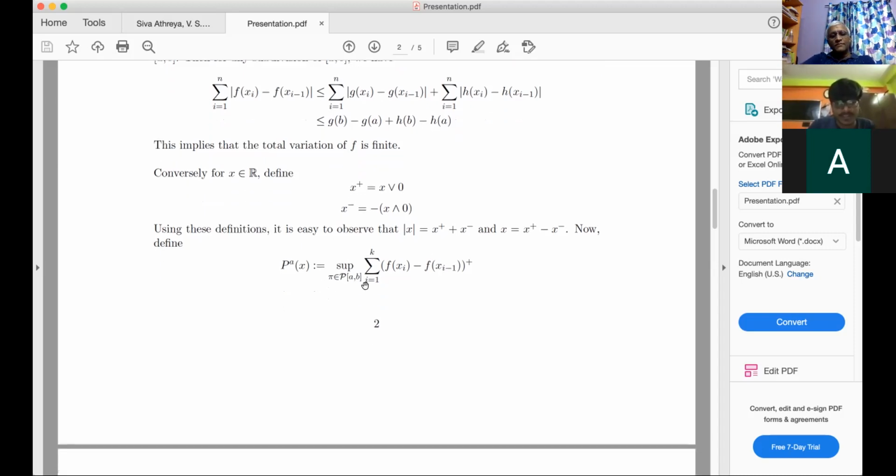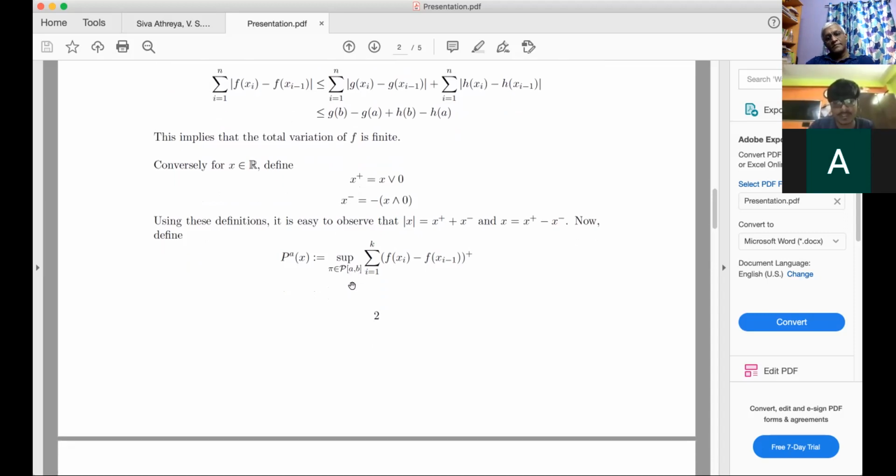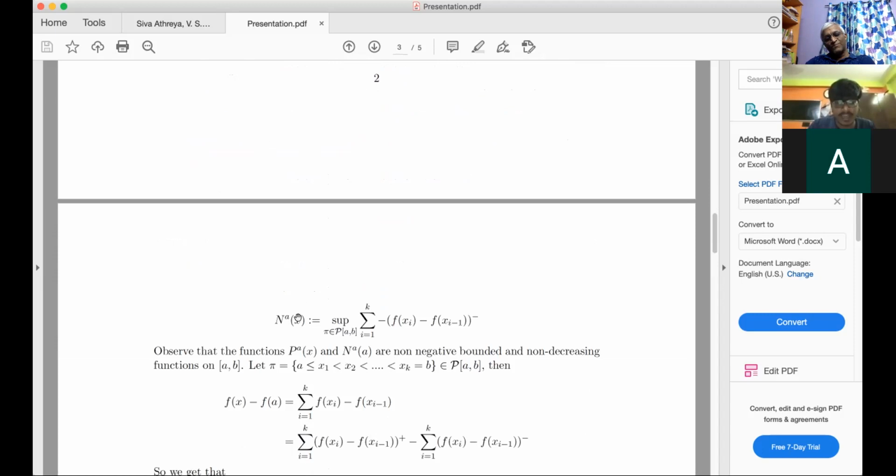Let's define two functions. The first one is PA of x, which is you take the summation of this form. You consider the plus part, basically the positive part of f(xi) minus f(xi minus 1), and you take the sum over all k, and you consider the supremum over all partitions of the interval AB. And in the same way, you define NA of x, which is just the minus part, and you take the supremum over all partitions of AB.